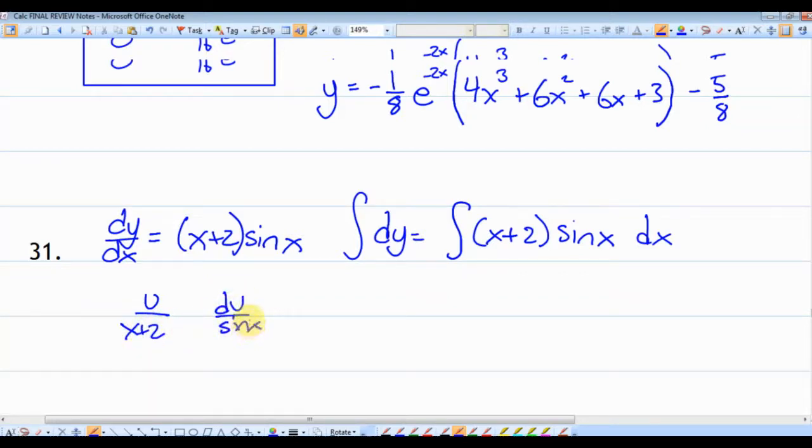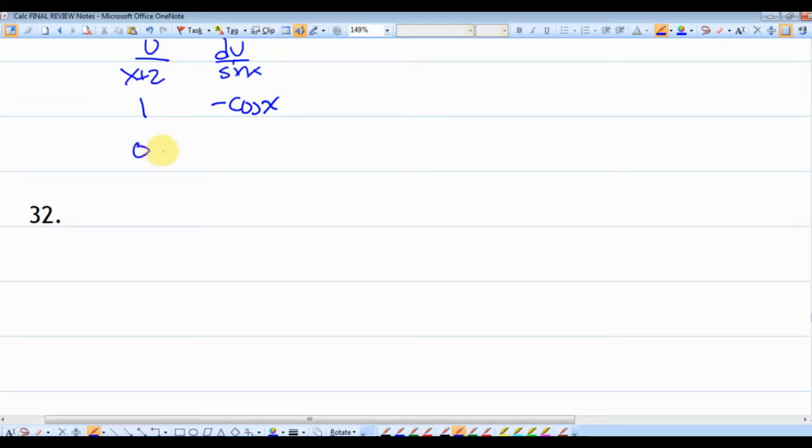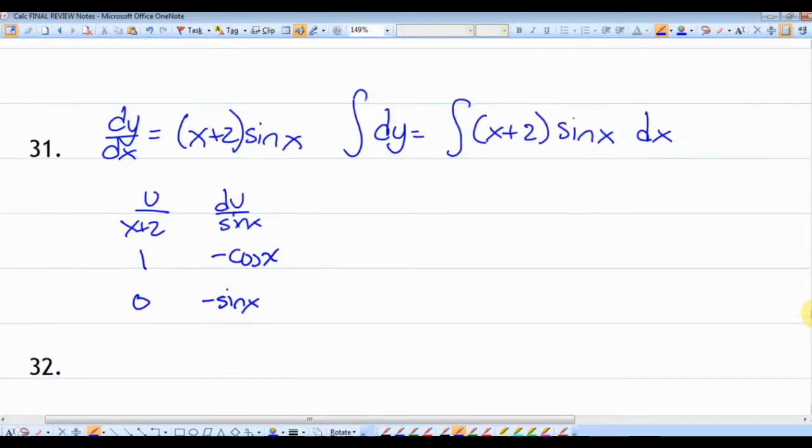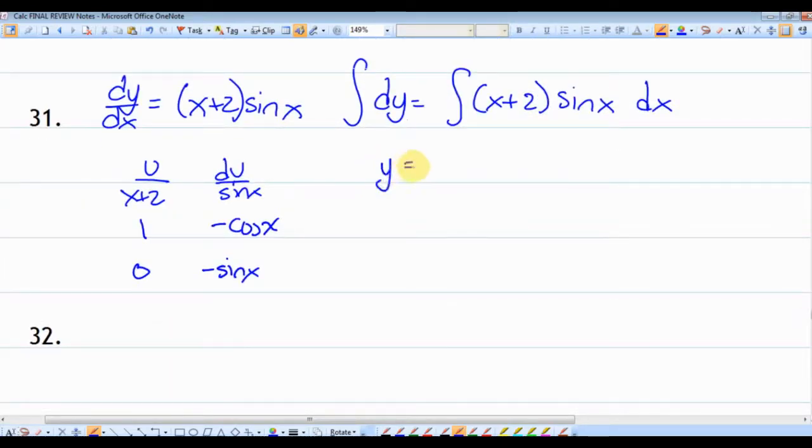Be very careful. What's the derivative of x plus 2? 1. What's the integral of sine x? Negative cosine. Good, you were careful. And then 0 and then negative sine x. Okay, great, let's put this together. y is equal to x plus 2 times negative cosine x, minus 1 times negative sine x, plus constant.